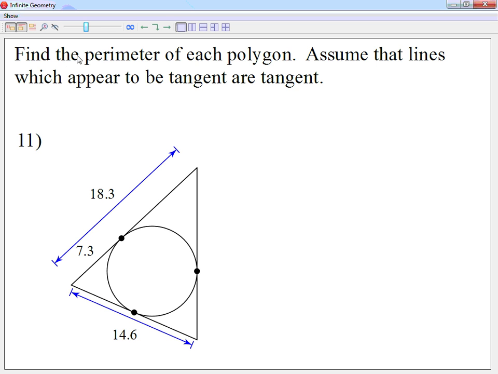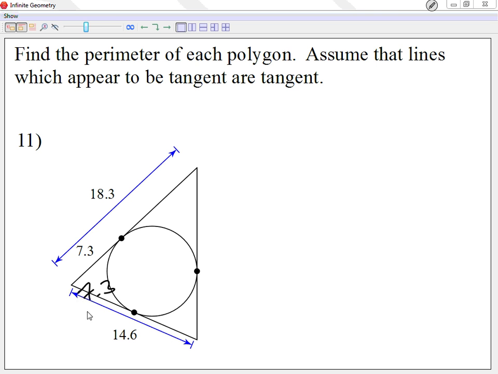Okay. Now on the back, it says find the perimeter of each polygon. I notice I have a triangle. It says assume that lines which appear to be tangent are tangent. So I know that two tangent segments that meet outside of the circle are congruent. So I notice this little part right here says 7.3. So I'm going to say this other part right here, it's also 7.3. Right? These two tangent segments that meet outside should be the same length.